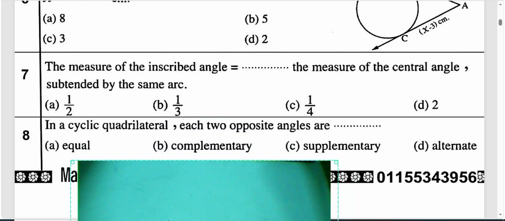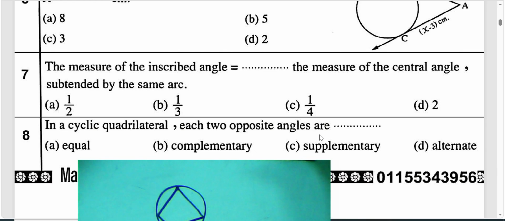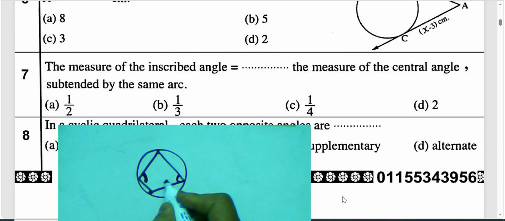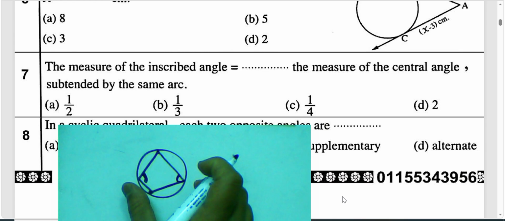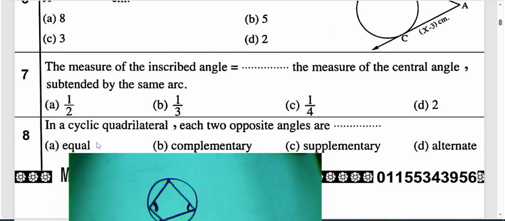Next question, number 8. A cyclic quadrilateral in which two opposite angles are what? We call them supplementary angles. Do you remember? We solved the last question like this. If we have a cyclic quadrilateral here, all vertices lie on the circle, then the sum of each two opposite angles equals 180. So each two opposite angles we call supplementary angles. Choose supplementary angles, letter C. In a cyclic quadrilateral, each two opposite angles are supplementary, meaning the sum of the two angles equals 180 degrees.